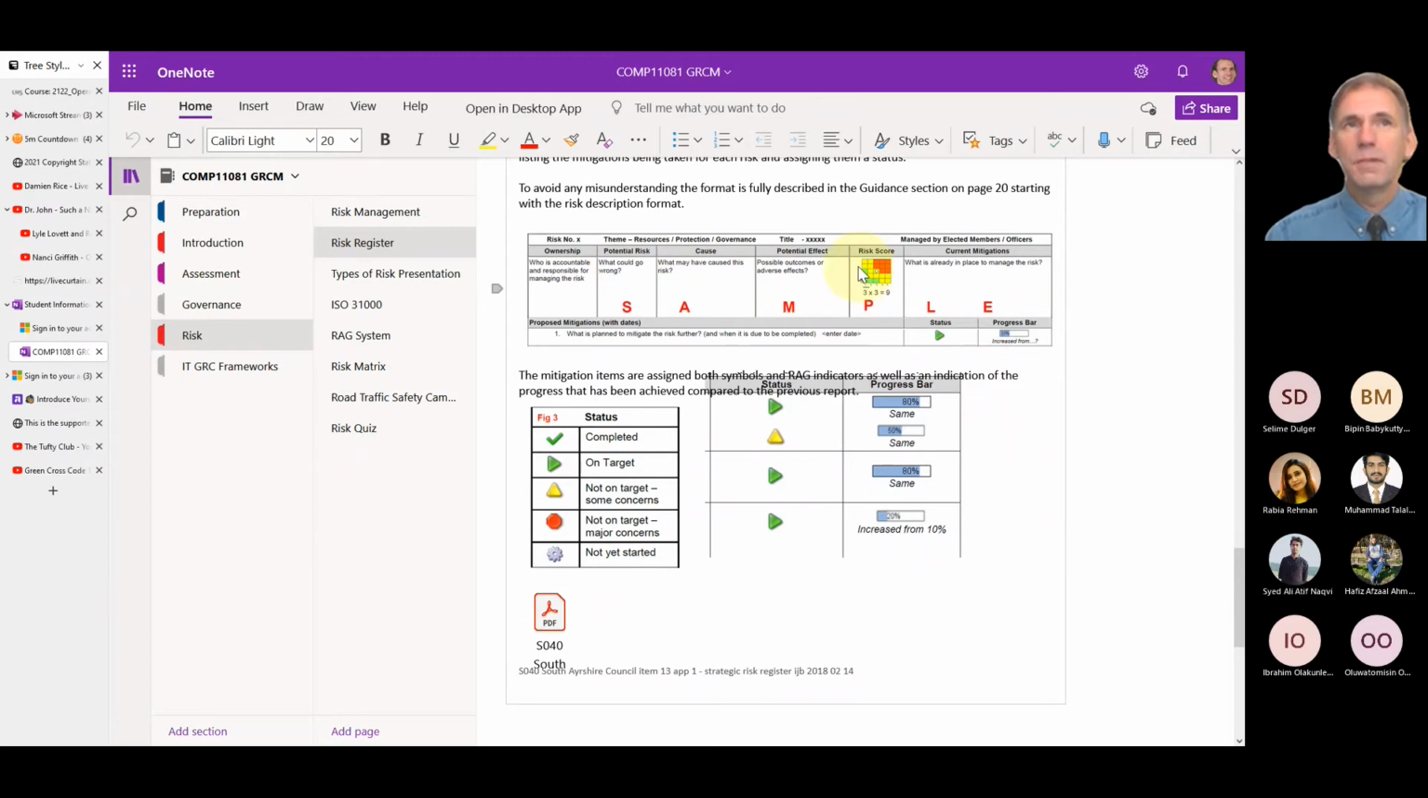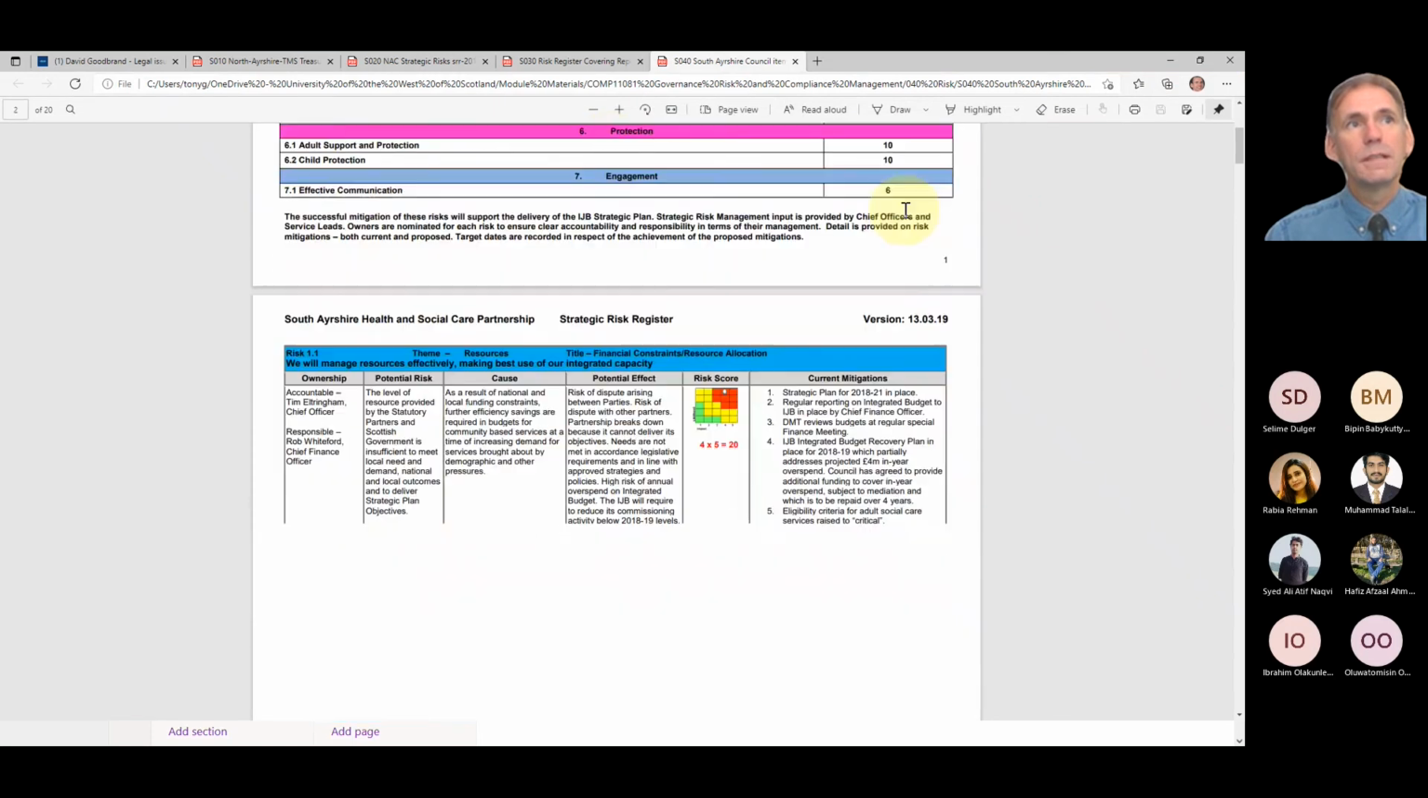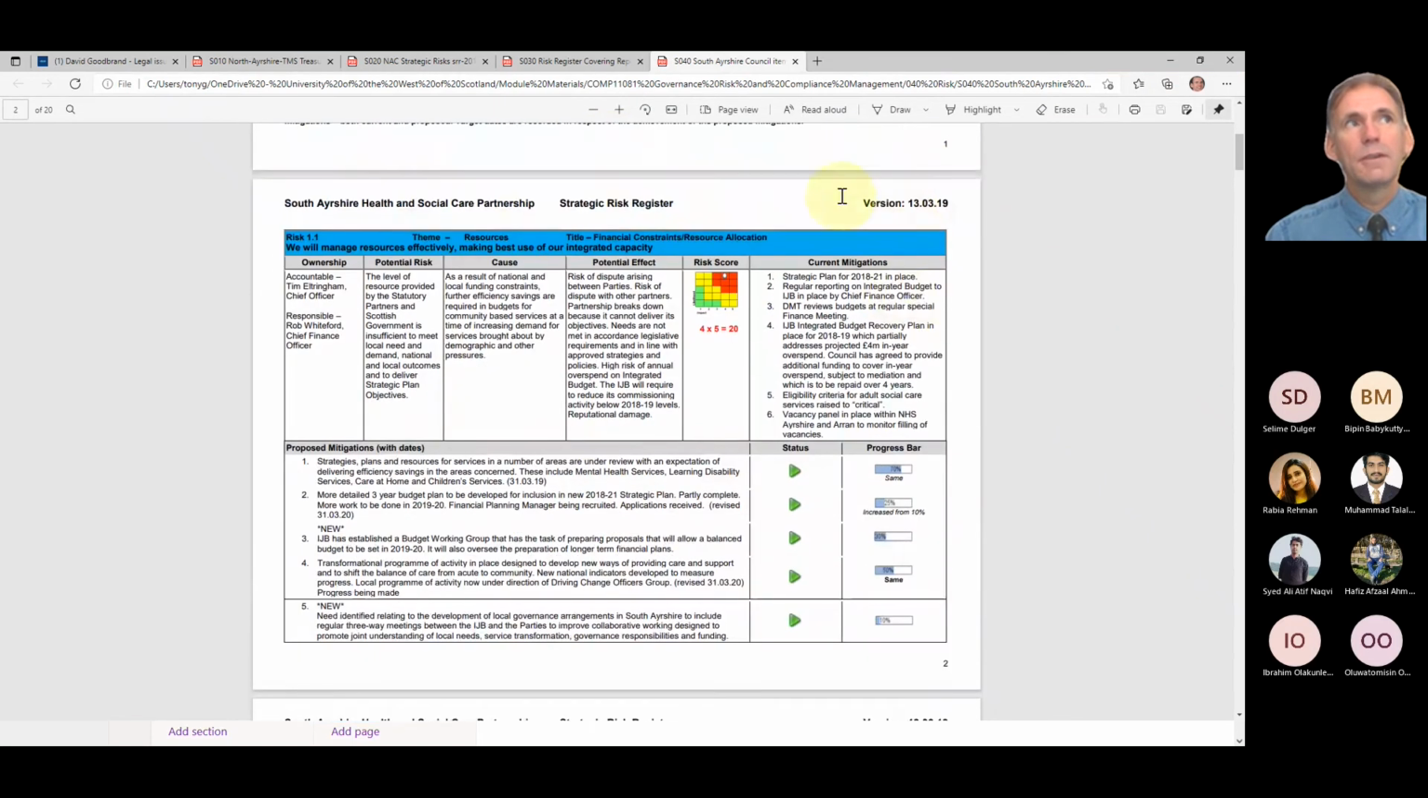It has the risk matrix. It has the mitigations, but it also adds in these things here. So as well as having red, amber, green, it adds in a completed and a not yet started. But it's still the same kind of idea.